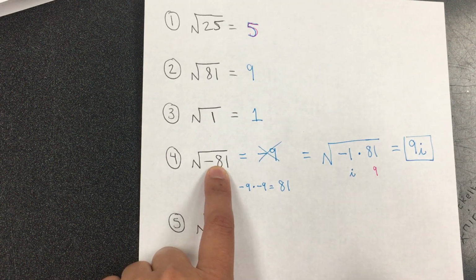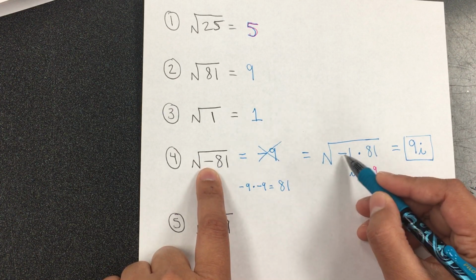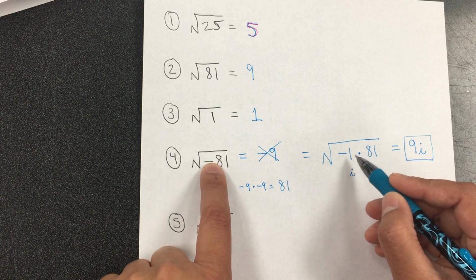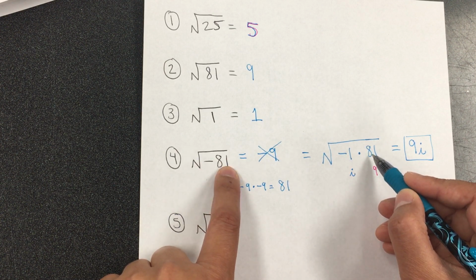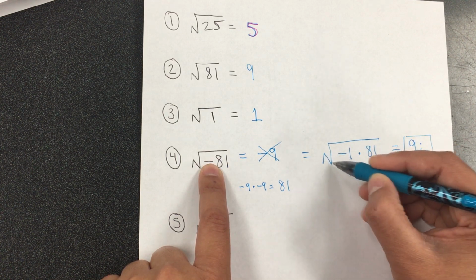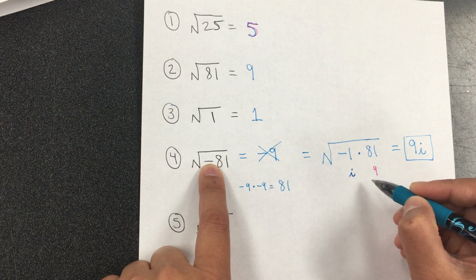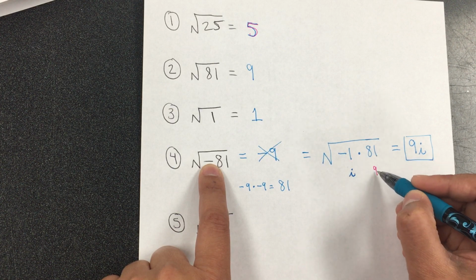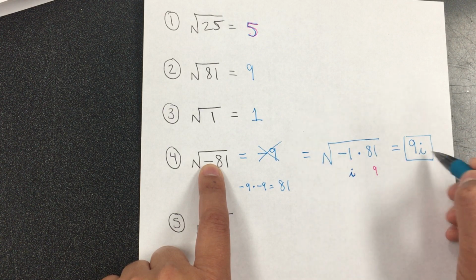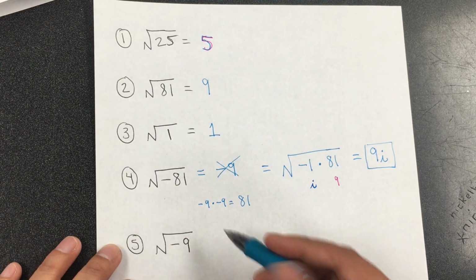Again, whenever we have a negative, we just separate it as -1 because negative times positive is negative. 1 times 81 is 81, so -81. We already know that the square root of -1 is i, and the square root of 81 is 9, so 9 times i is 9i. Okay, hopefully that's a little better.